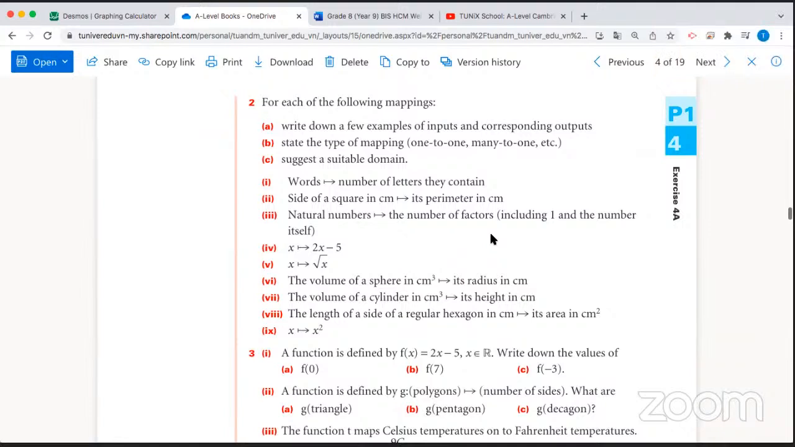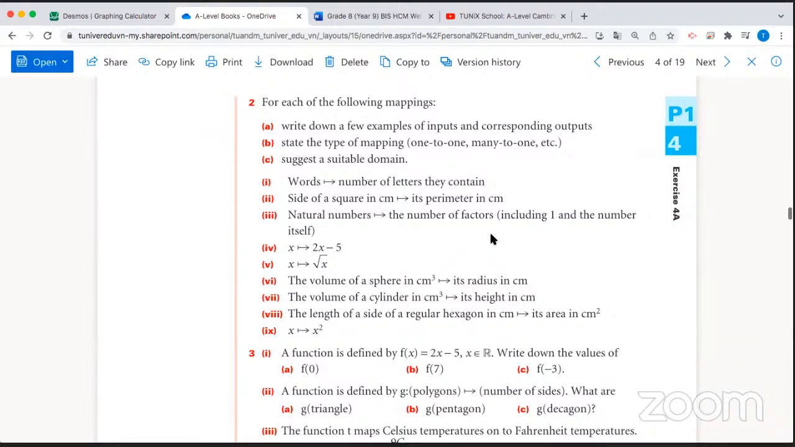Now look at this one. All of these, you can have a function or not, and we have many to one, or one to many. Number 1 is many to one, and I think it is a function. The suitable domain is a set of, yeah, a domain. The second one is side of a square to perimeter, one to many.